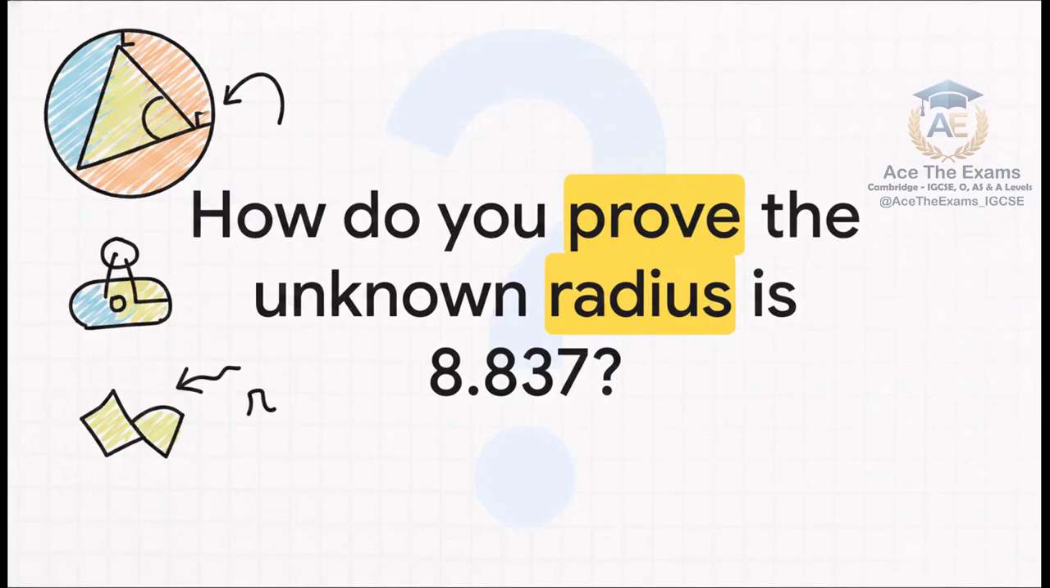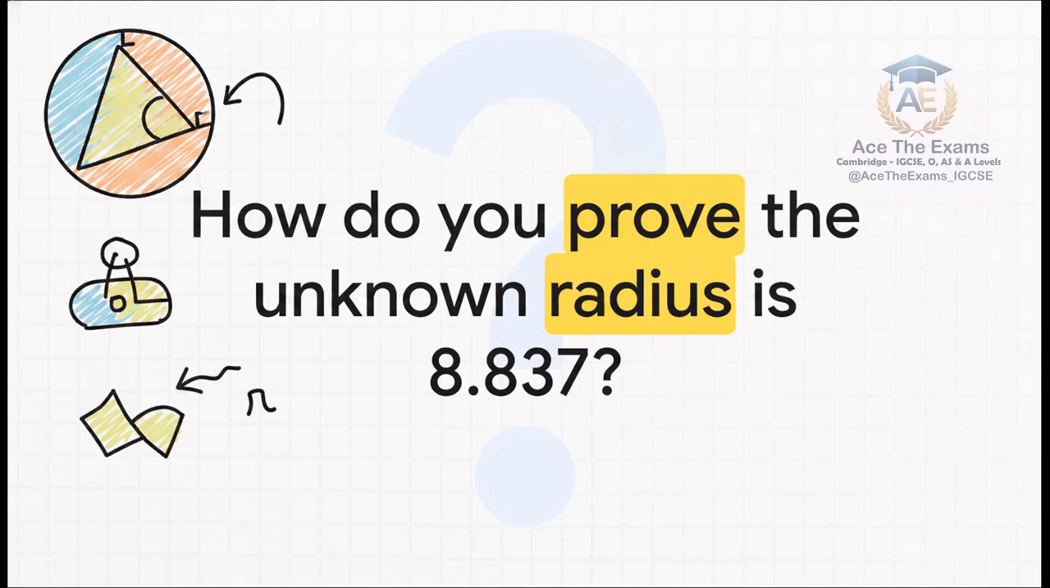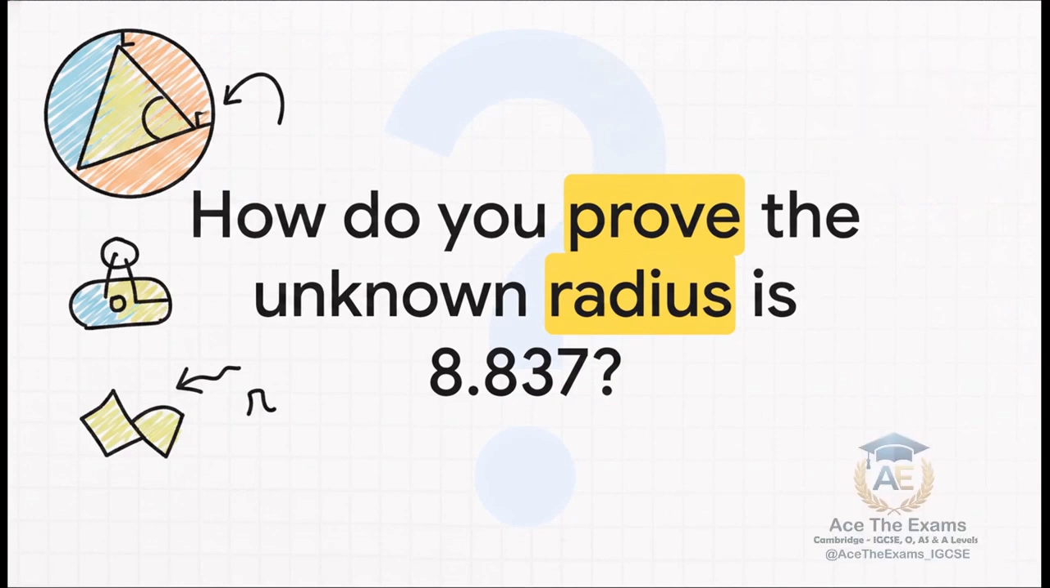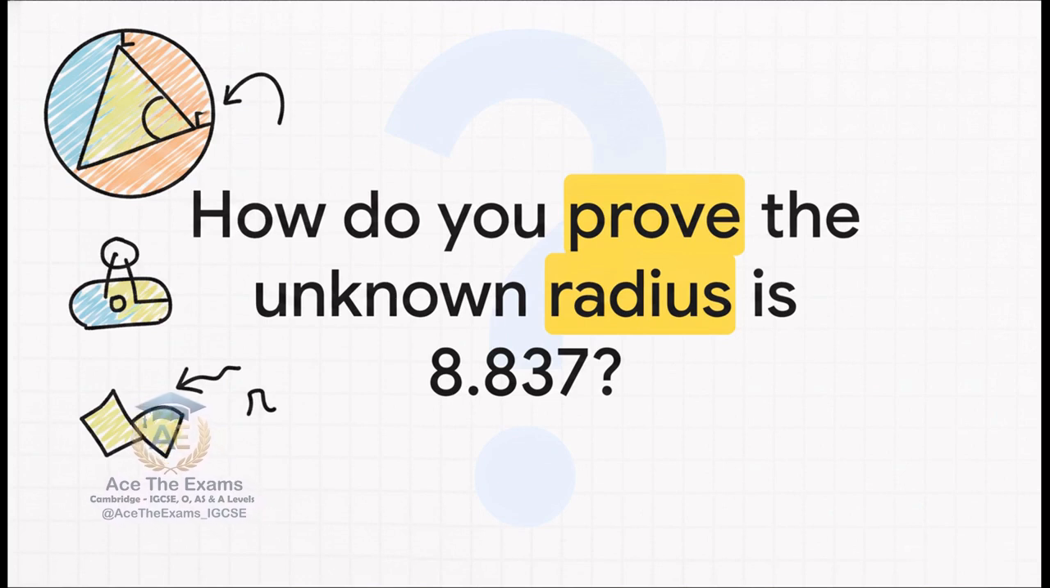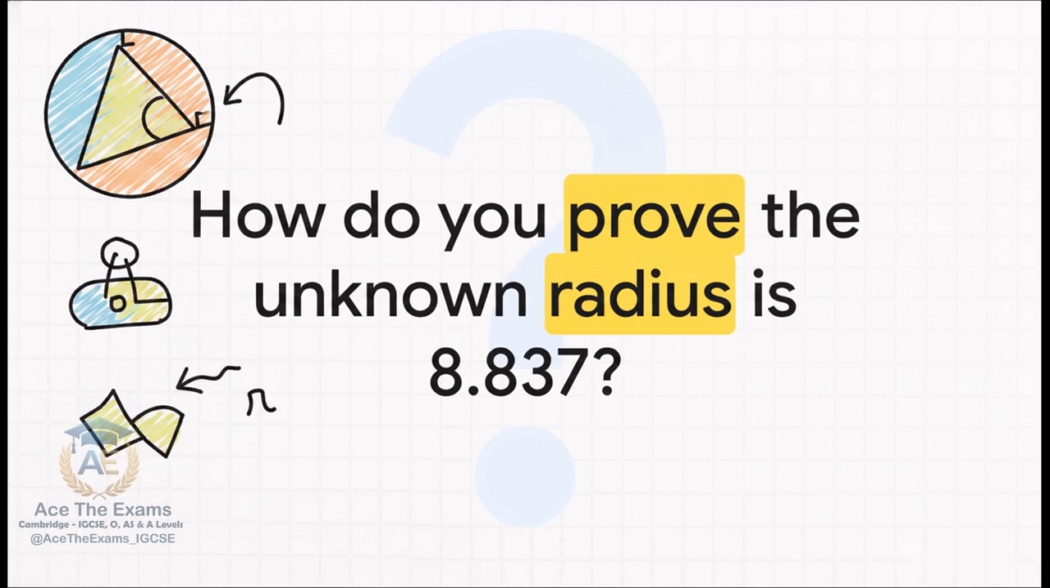Which brings us to our final scenario, a massive challenge from the November 2014 paper. I'm going to present this to you, and I want you to figure out the system. You have a sector with an unknown radius labeled x and a known angle of 0.8 radians. Snug inside that sector is a right-angled triangle. The examiner hands you one vital golden piece of evidence. The area of that right-angled triangle is exactly 1/5 of the area of the entire encompassing sector. The command is to prove the radius x is 8.837.